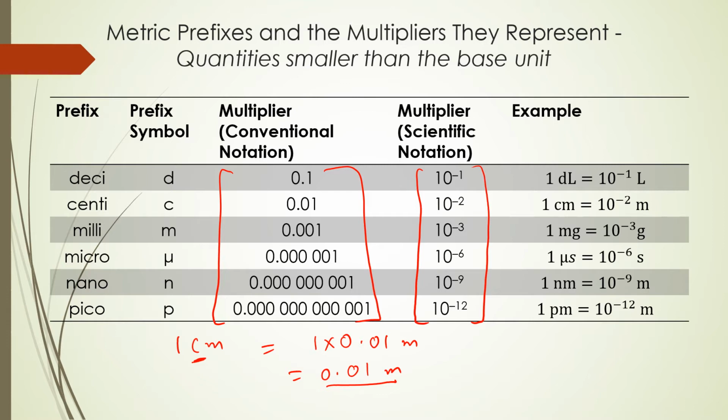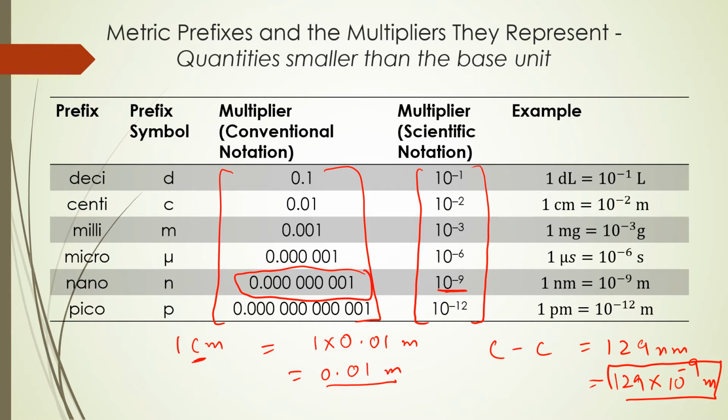The size of atoms, or the bonds, are usually expressed in nanometers. For example, if you say the carbon-carbon bond is, I don't exactly remember the value, but let's say it's 129 nanometers. So what does it mean? It means that the carbon-carbon bond length is 129 multiplied by 10 to the negative 9 meters. I simply replace the multiplier nano with its value, or I could also multiply with this value.